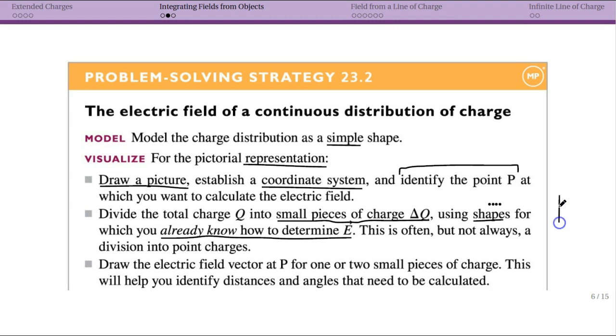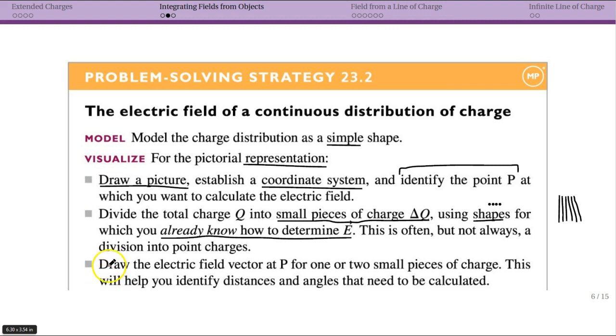But what you might imagine is that I could have a shape that I break into a bunch of lines, if I know how to calculate the electric field from a line. Similarly, we're going to learn how to calculate the field from a ring, and then we can make a disk out of rings. So that's one technique to use here. You could imagine calculating the field from a cone out of a bunch of rings, for instance.